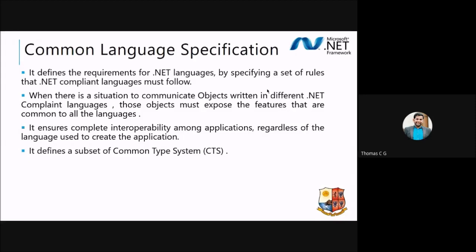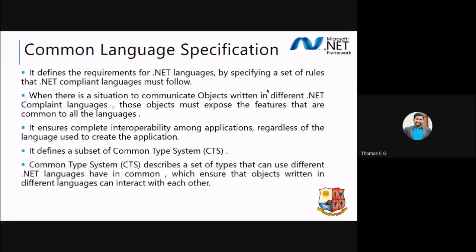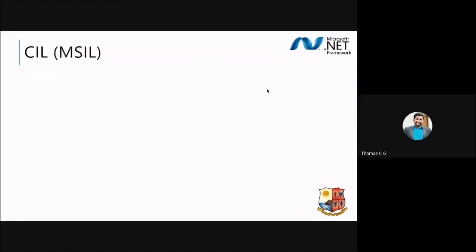Programming languages also have data types like int, float, boolean, double, all those things. But what happens if I have a different data type altogether and I cannot talk to another language which does not have that data type? That is why they have something called Common Type System. If you are bringing your language into this framework, you will have to follow the same type system. It just describes a set of types which they have in common. That's what I just told now. Let me just continue.